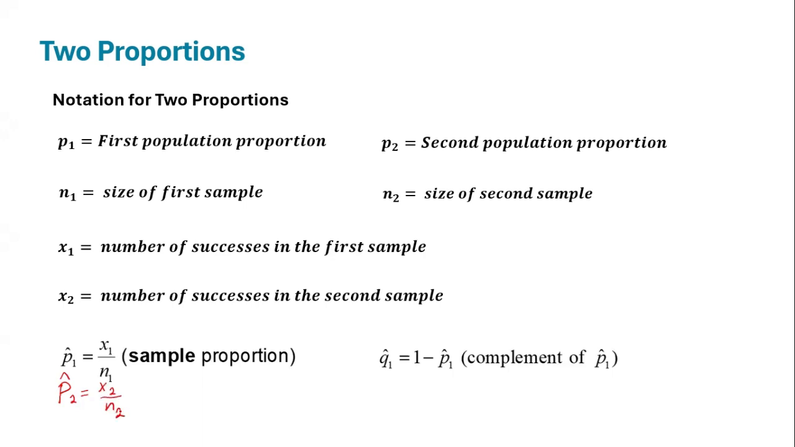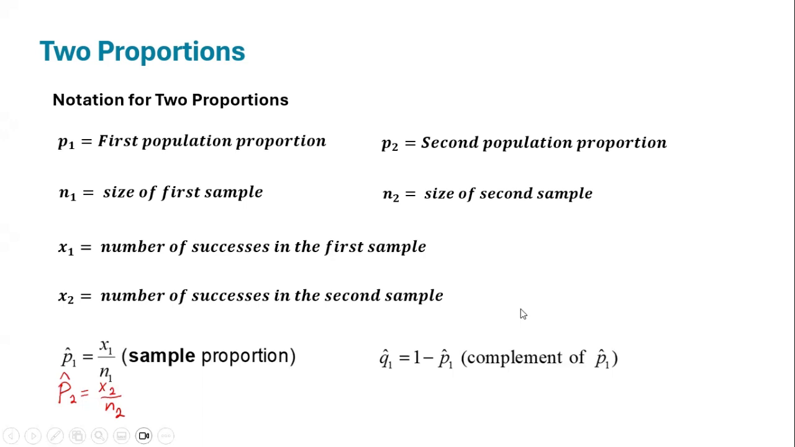And you know, every time we have a P, the Q is always 1 minus P. If we have P1, Q1 is 1 minus P1. P2, Q2 is 1 minus P2. If we have P hat 1, Q hat 1 is 1 minus P hat 1, because P and Q are the complement of each other.